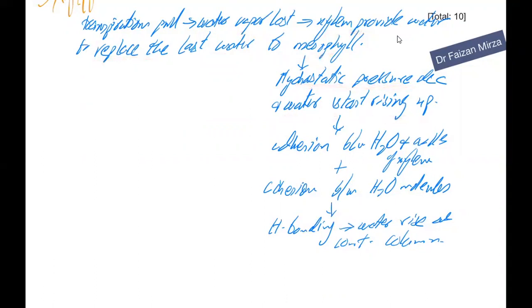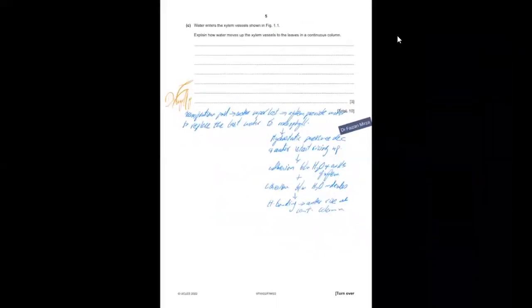When the water is rising up the xylem, this is because of adhesion between water molecules and the walls of the xylem, and cohesion between water molecules. And all these are because of hydrogen bonding. Water starts to rise as a continuous column. So that's what you can explain here.